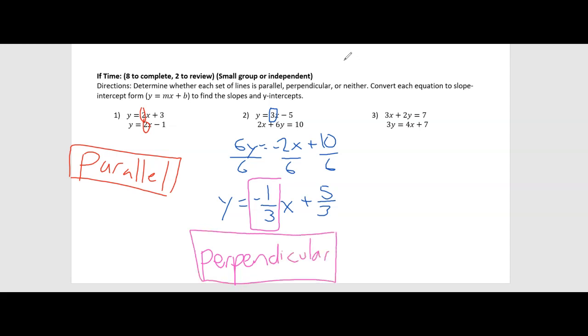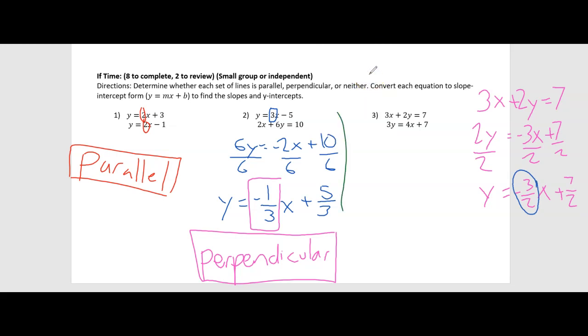And, why not? Let's finish the last problem as well. For this problem, we have to actually maneuver both equations into slope-intercept form. So let's do the one up here first. 3x plus 2y equals 7. I'm going to subtract 3x from both sides. I'm going to divide by 2. Again, make sure you're dividing each term by 2. So I get y is equal to negative 3/2 x plus 7/2, which means our slope is negative 3/2.